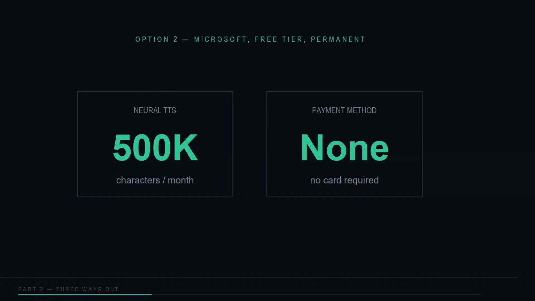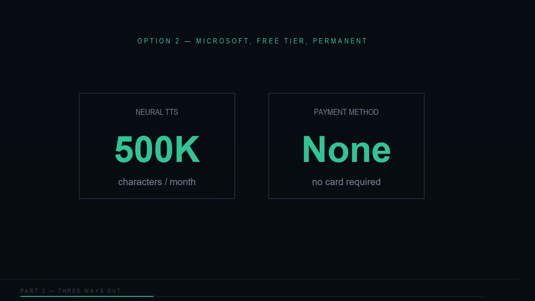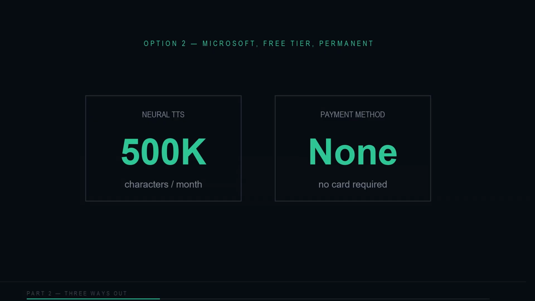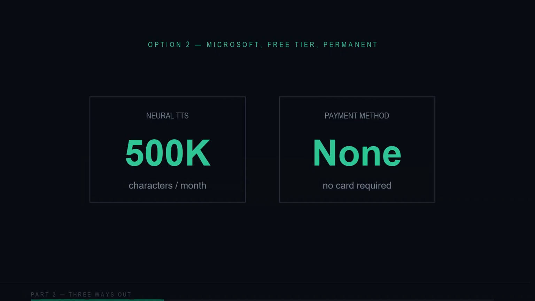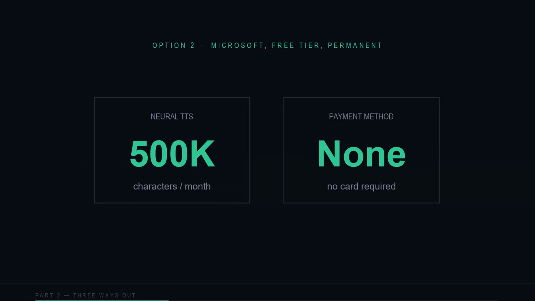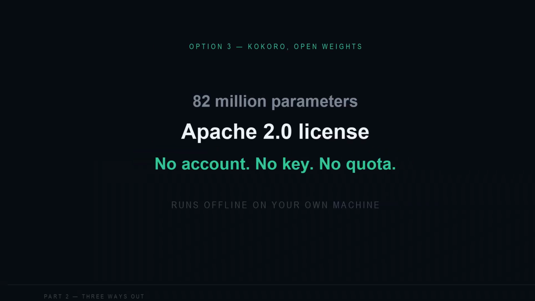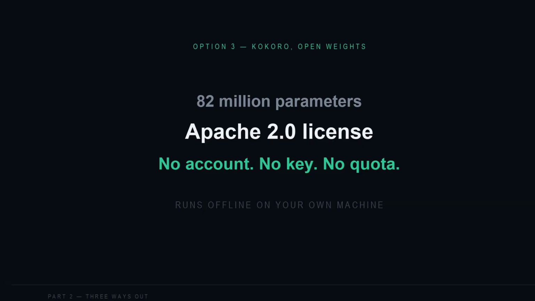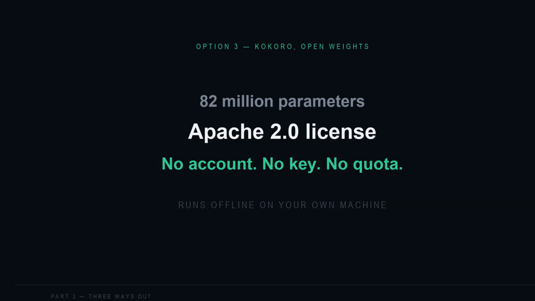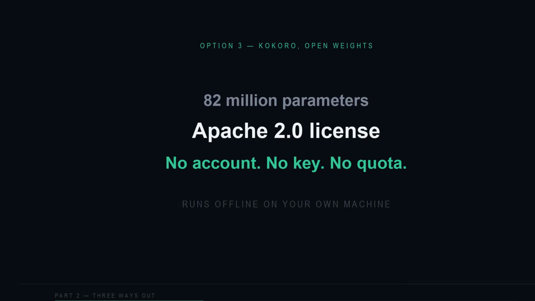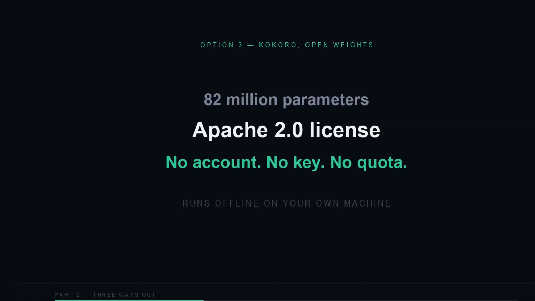Option 3, and this is the one I'd point you to if you want zero dependencies. There's an open weight model called Kokoro. 82 million parameters, which is tiny by current standards. It's released under the Apache 2.0 license, which means genuinely free for commercial use. No account, no key, no monthly quota. It runs on your own machine, offline. And it's not a compromise on quality.